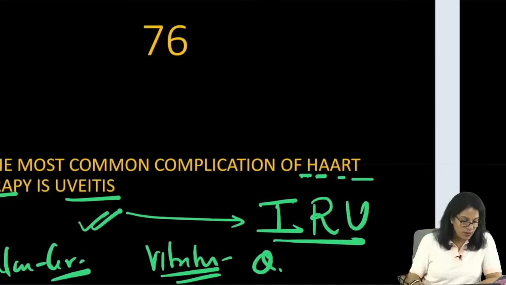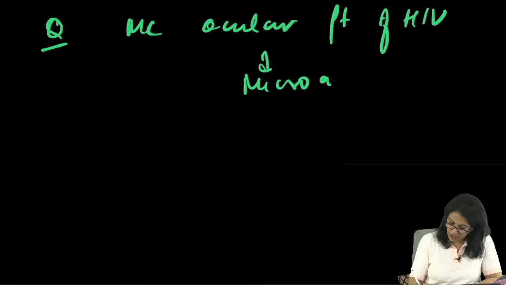And another point that you can remember is what is the most common ocular feature of HIV? You should answer microangiopathy, where you get cotton wool spots. Okay, you will not forget cotton wool spots.